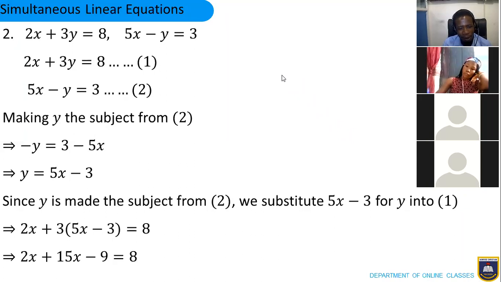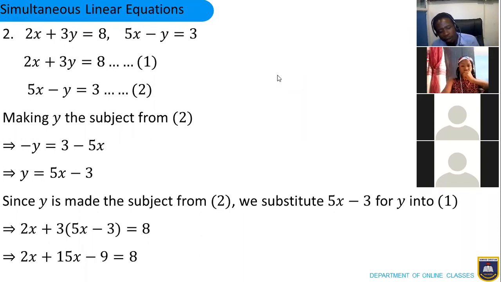So making y the subject from equation 2, I'm going to get minus y is equal to 3 minus 5x, because I'm sending the 5x to the other side since I want to make y the subject. Then I have to multiply through by -1 or divide through by -1, because the y being the subject must have a coefficient of +1. So when I multiply through by -1, I'm going to get y is equal to 5x minus 3. I hope you're all okay up to that point.